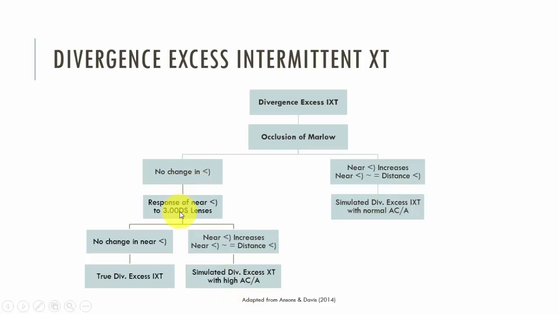The alternative is that you put up the +3 lenses and there's very little change in the deviation at near with and without the lenses, in which case your patient ends up being diagnosed as having a true divergence excess exotropia. So ultimately, with true divergence excess exotropia, you find that the patient has a normal ACA ratio and the patient isn't utilising TPF to control the deviation. In other words, there is no significant increase in the size of the deviation at near with occlusion of Marlowe.